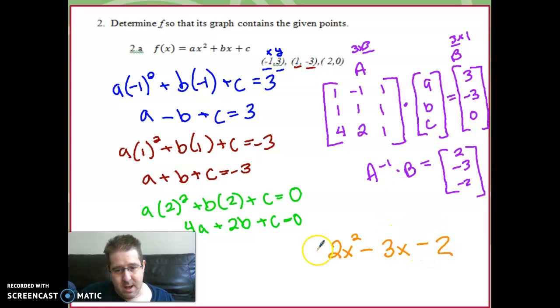Now, I can check myself if I put that in for my y equals, which I'm going to do right now. So 2x squared minus 3x minus 2. And then if I go to table, I should be able to find all three of these points. And -1, 3 is there, 1, -3 is there, and 2, 0 is there. So I have just checked my work. This equation is correct. All three of these points are on that quadratic equation.